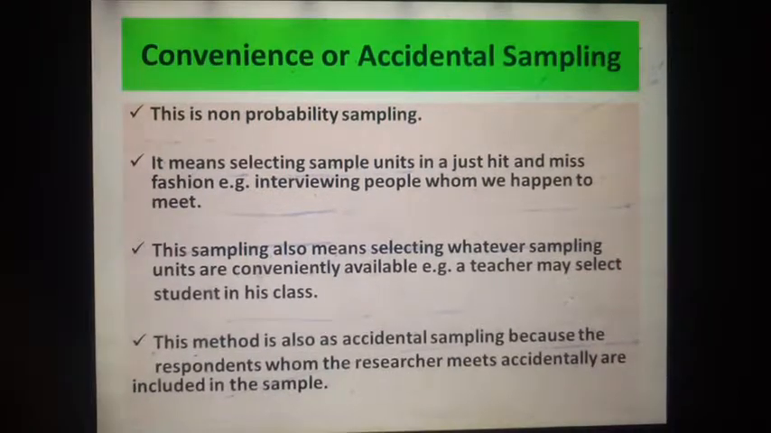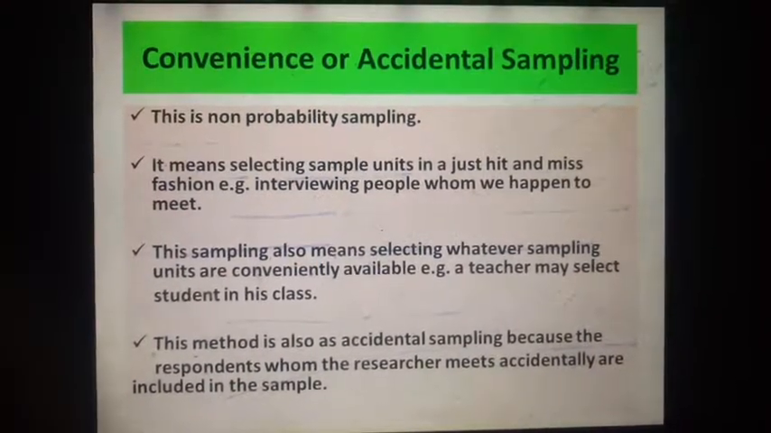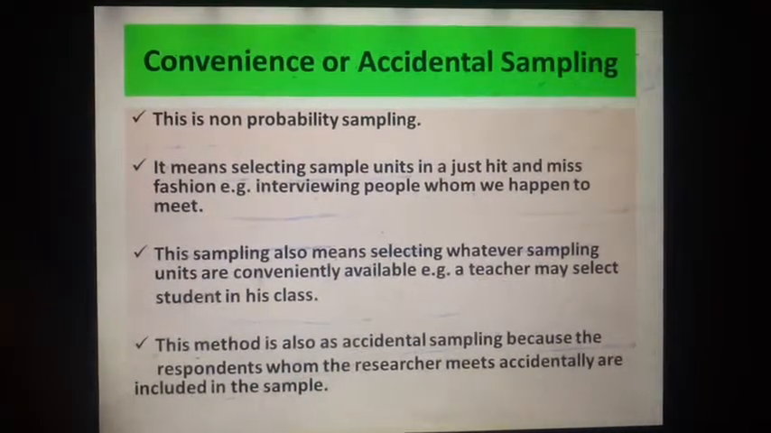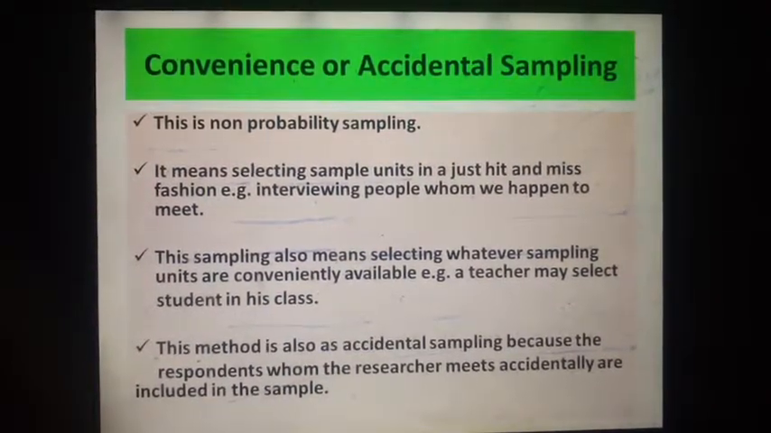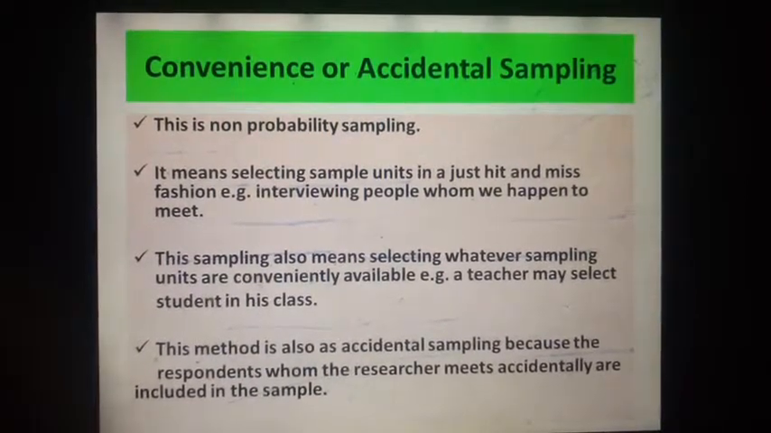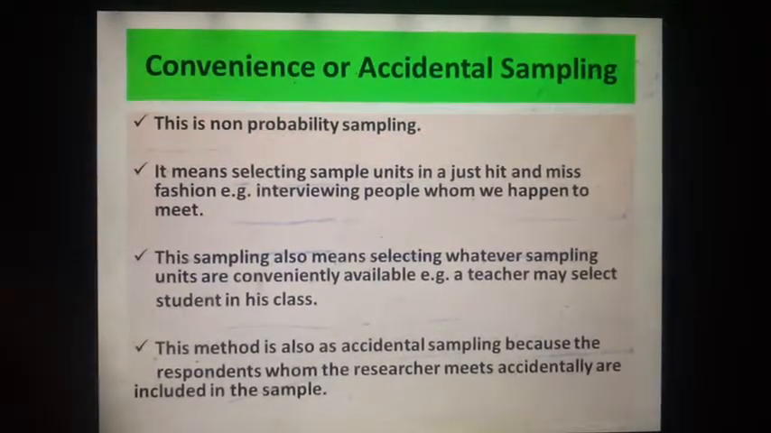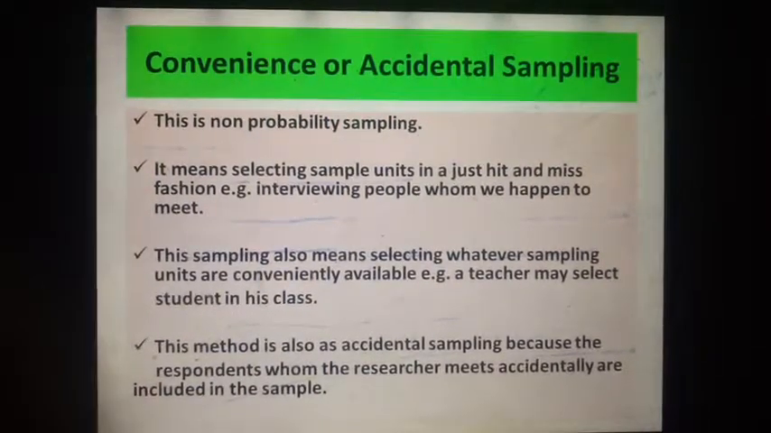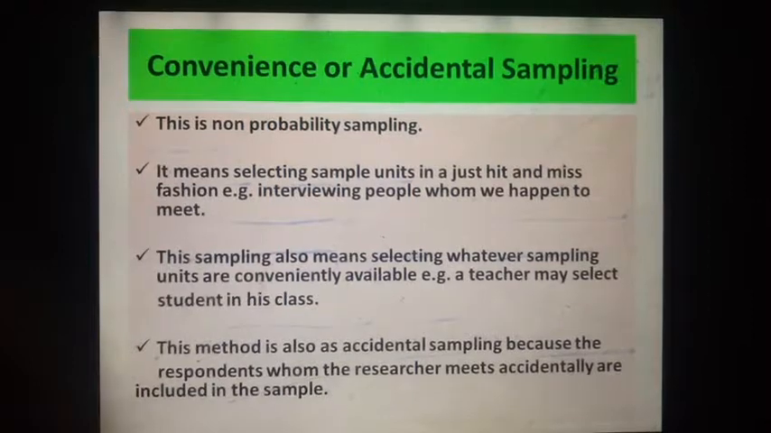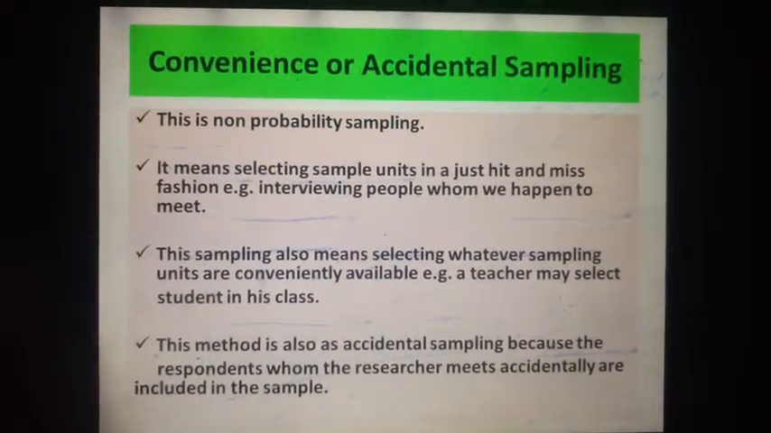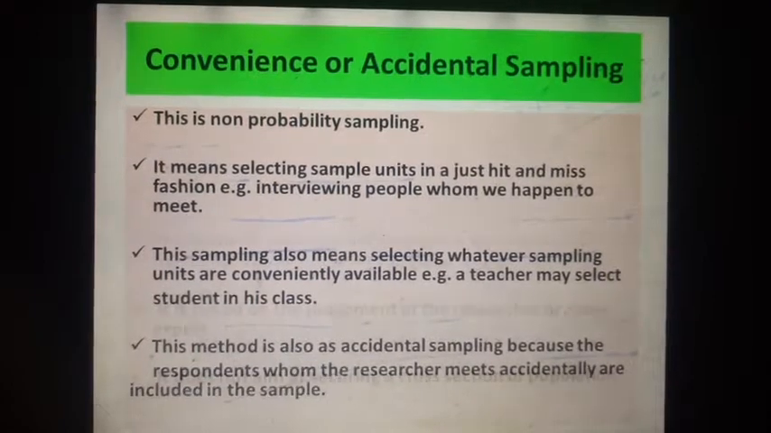The first is convenience or accidental sampling. Let's see what that is. It's a non-probability sampling. It means selecting sample units in a hit and miss fashion, interviewing people whom we happen to meet. This sampling also means selecting whatever sampling units are conveniently available. For example, a teacher may select students in his class. This method is also accidental sampling because respondents whom the researcher meets accidentally are included in the sample.